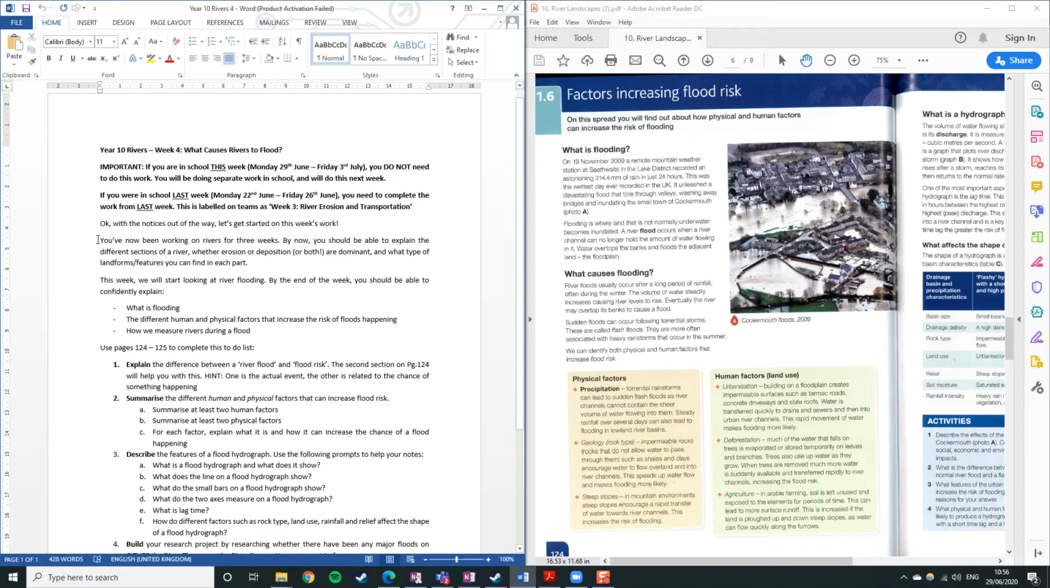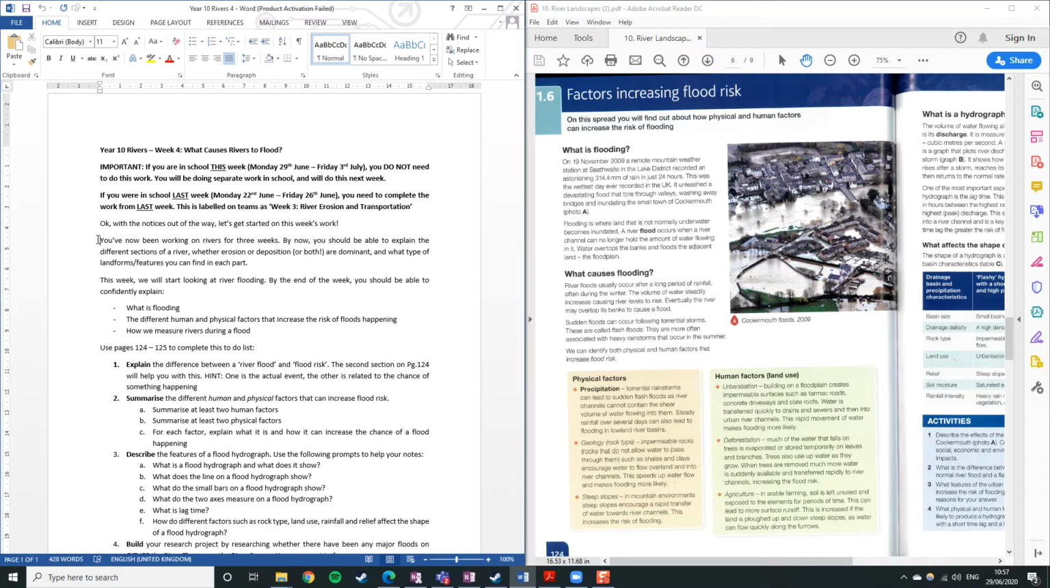So by this point in your rivers unit, you can now explain the different sections of a river, so the upper, middle and lower course. You can explain whether erosion, deposition or both is the dominant process in each part of the river. And you can also talk about some of the landforms and features in each part of the river. So for example, meanders in the middle course, estuaries and floodplains in the lower course, or waterfalls in the upper course. This week though, we're going to start looking at how and why rivers flood.